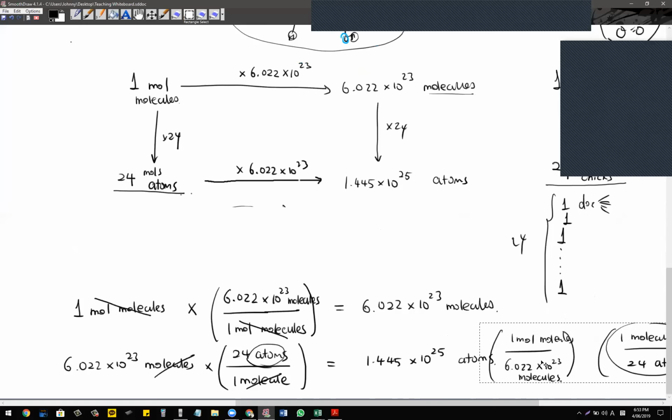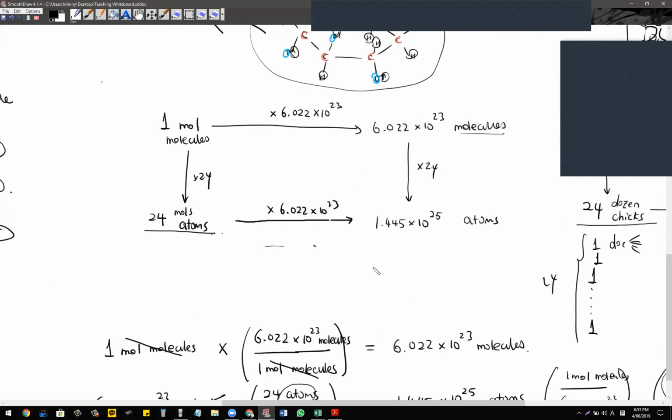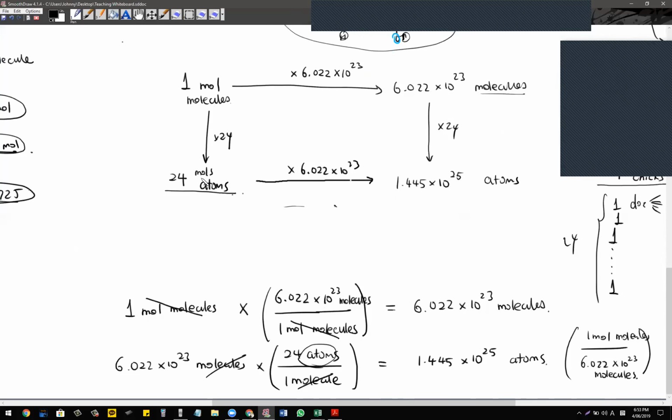Now, let's put that aside a little bit. I'm going to now try the other method of going from there to there. So what does it give you, moles of atoms? I start with 1 mole of molecules times it by this one. So I started with this one first. This time I'm going to times it by that first.